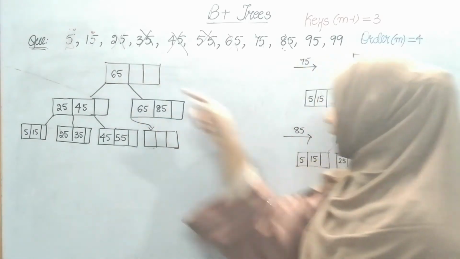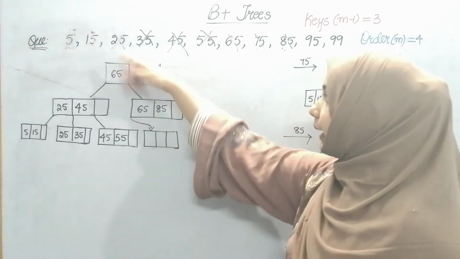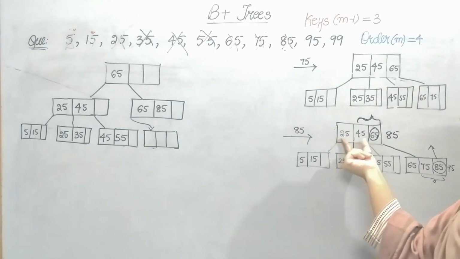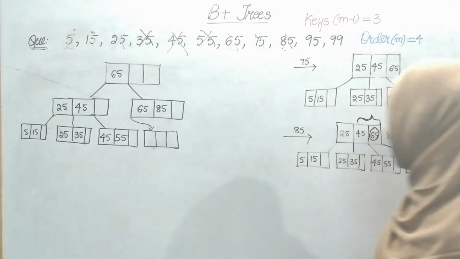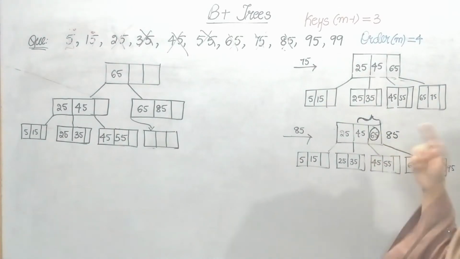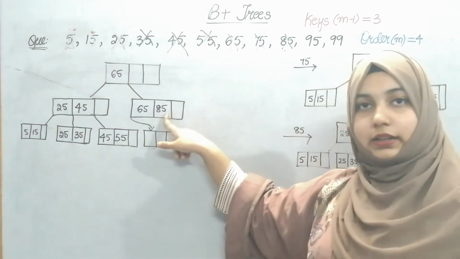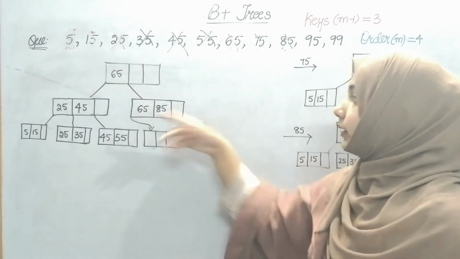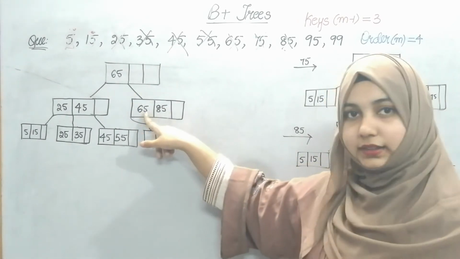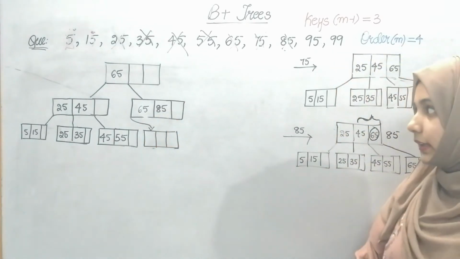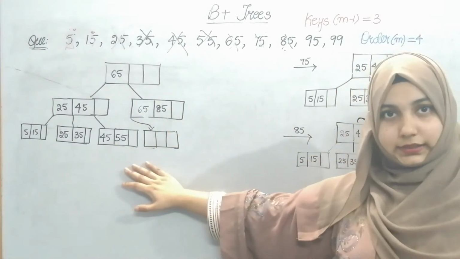So 65 is going up. What is left that is smaller than 65? 25 and 45. That will be on the left side. And which is greater than 65? 85. So 85 will be on the right side. So same thing, we are sending 65 up, so 65 will be present here, right? 65 and 85. Okay? This is what we have done so far, right?